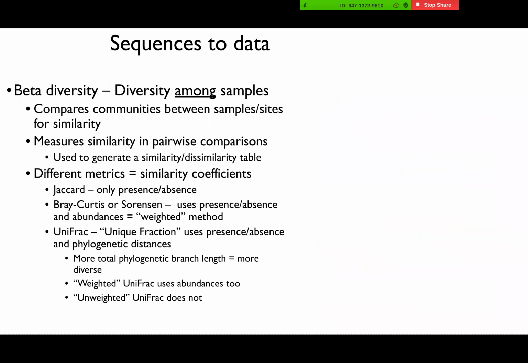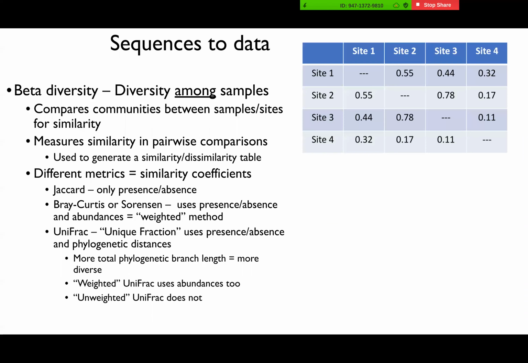So the more important comparison here is calculating what we call beta diversity, which is the diversity among samples. So we start to compare site 1 to site 2 and site 1 to site 3 and so on and so forth. So what we do is first calculate a similarity between different samples. Now, the idea here is that to say site 1 is 55% similar to site 2 or 44% similar to site 3, we calculate a couple different things.